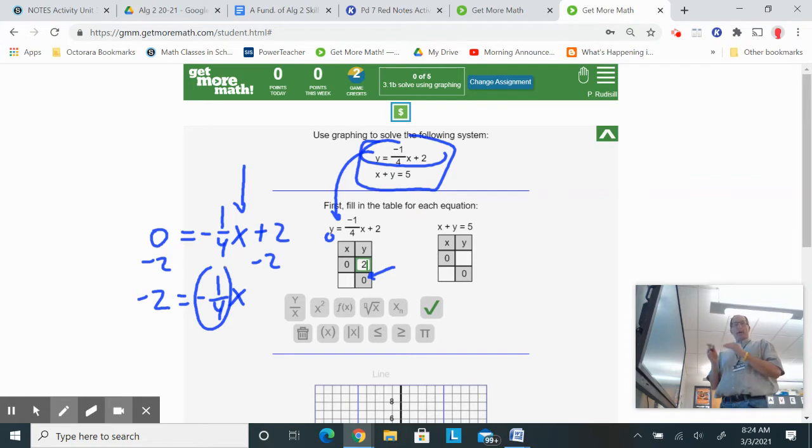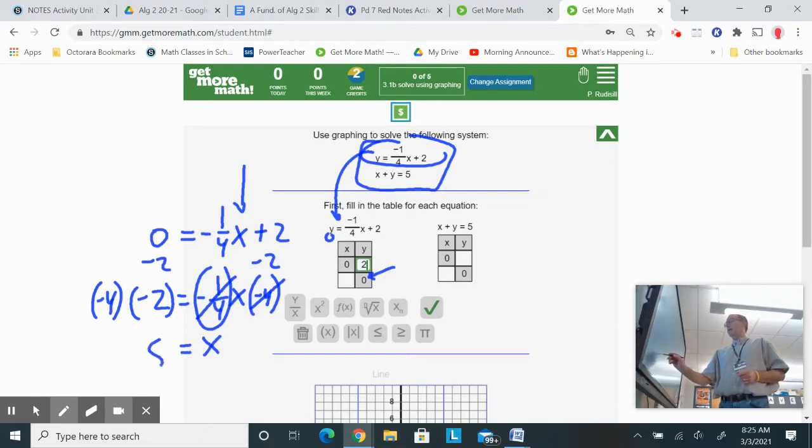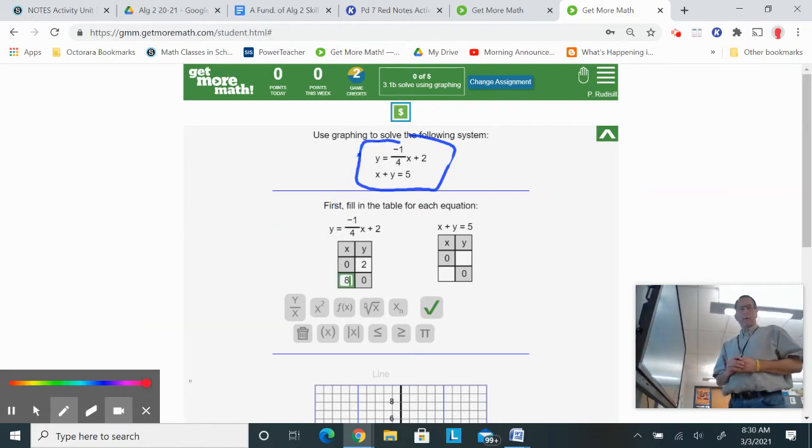And remember, dividing by a fraction is the same as multiplying by its reciprocal. And the reciprocal of negative 1/4 would be negative 4. So I'm going to multiply that side by negative 4, and I'm going to multiply the other side by negative 4. The reciprocals cancel out, they become 1, and 1 times x is x. And negative 4 times negative 2 is a positive 8. So that 8 would go in here. Okay, so I have my first t-chart filled in with 2 ordered pairs.